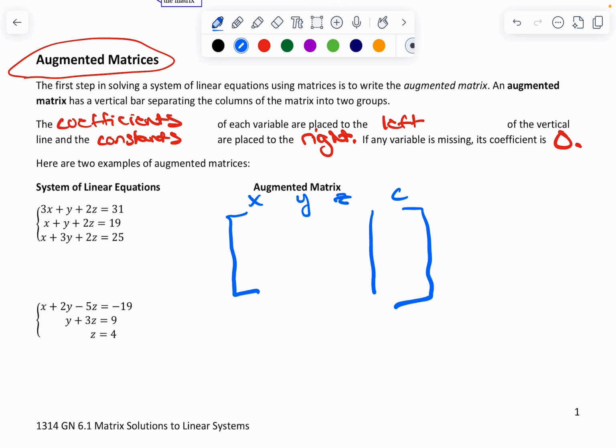So the coefficient of x is 3. That goes in here first. Coefficient of y is 1. Coefficient of z is 2. And the constant is 31. So our first equation is on the first row. The second equation is going to be 1, 1, 2, and 19. And the third row is going to be 1, 3, 2, and 25.